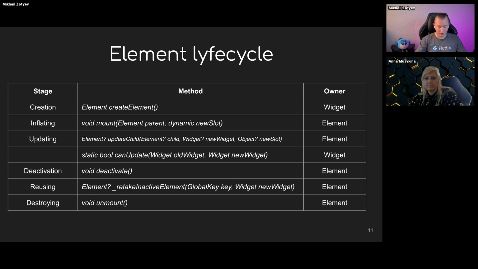And after we create this, we need to somehow insert it into the tree, because creation is just a new object. So mount is a method which is also called on the element to connect it with some existing element and bind the links, the relations between those elements, to build a tree. So after this, we can say that the user can already see something on the screen, after, of course, the frame is finished.